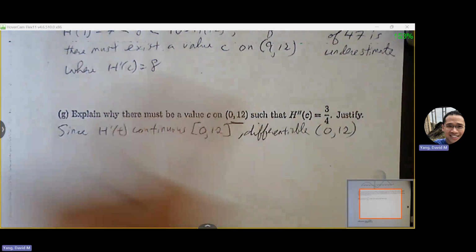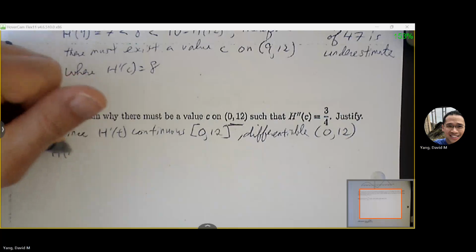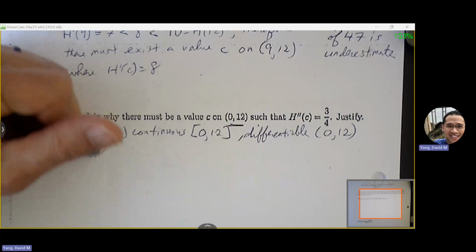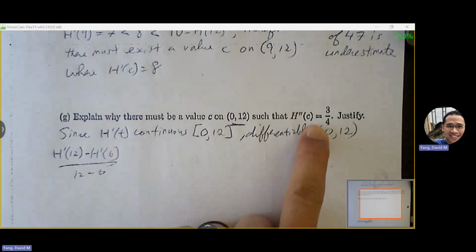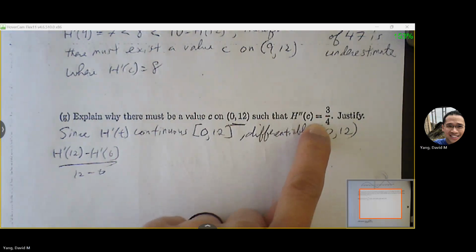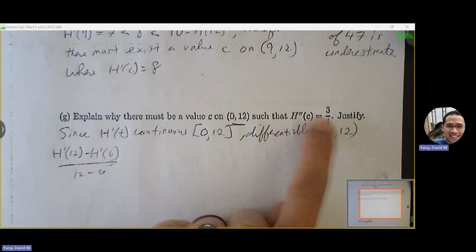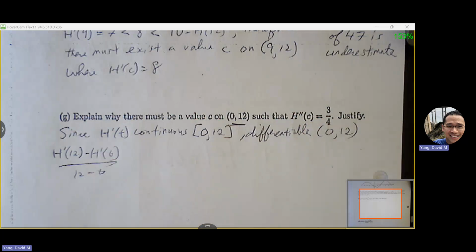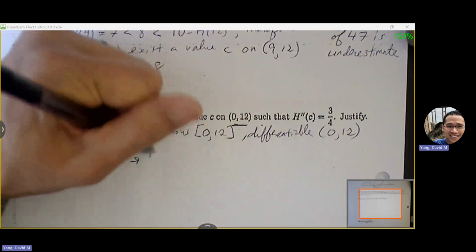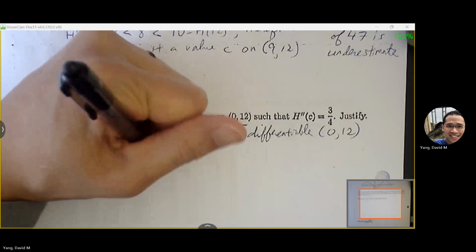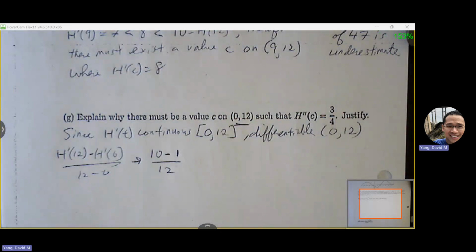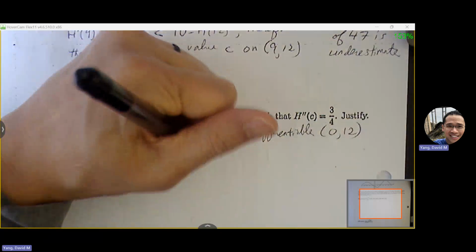So we're going to do H prime of 12 minus H prime of 0 over 12 minus 0, and see if this actually ends up being 3/4. It should. If it does, then we can guarantee that if my average slope is 3/4, I've got to be able to hit that exact slope of 3/4. So H prime of 12, we look at our table, we get 10. H prime of 0 is 1. 9 over 12 is 3/4.